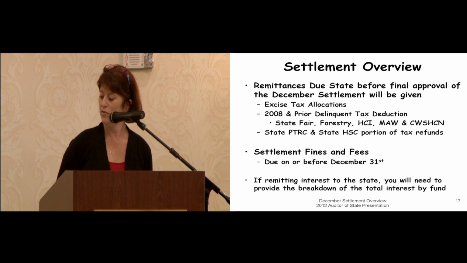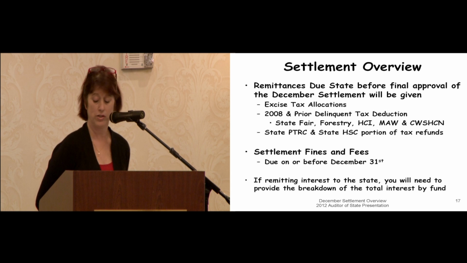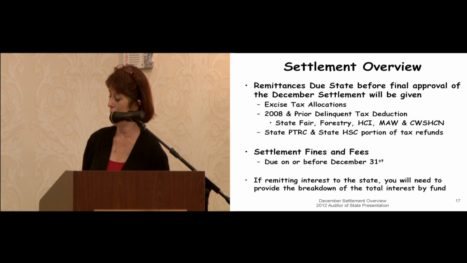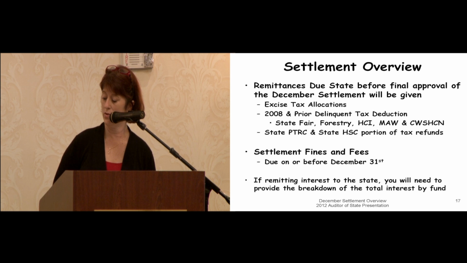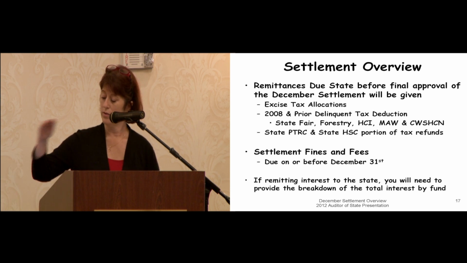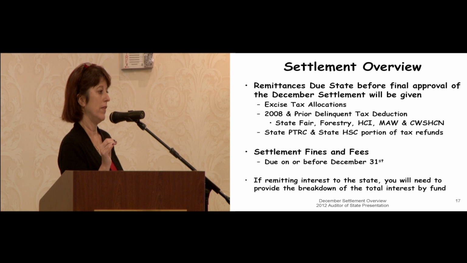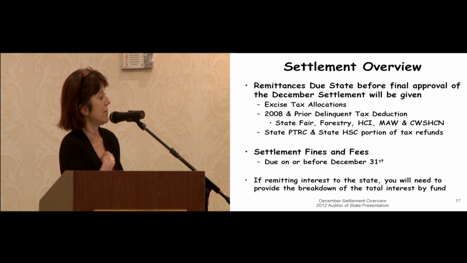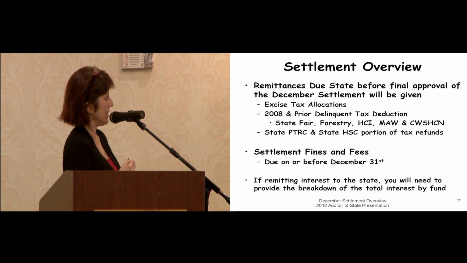Okay, what do we need before final approval? Well, we're going to need the money from the excise tax allocations. If you are continuing to track the 2008 and prior delinquent tax deductions for those funds, we'll need that check. And then on the 105A form, that's where we know how much the state is to get back on the state portion of PTRC and homestead from refunds. That amount, you find that on your reconciliation worksheet, which you copy over to the 49TC.